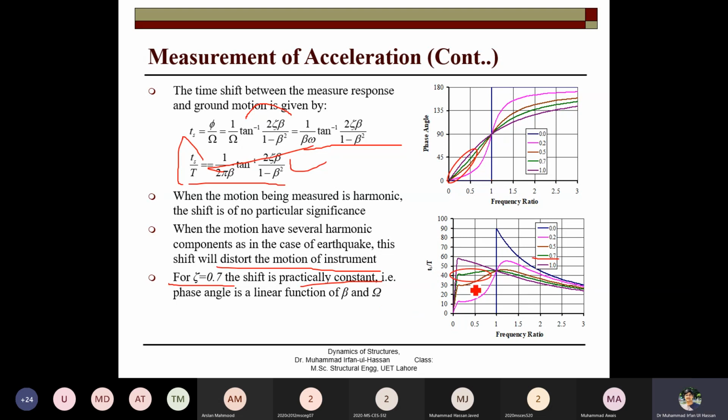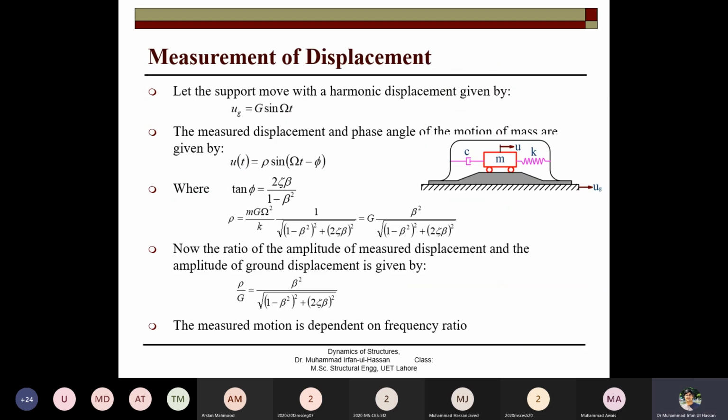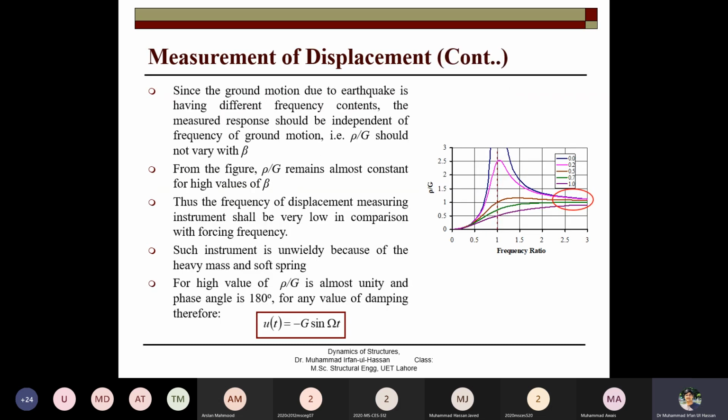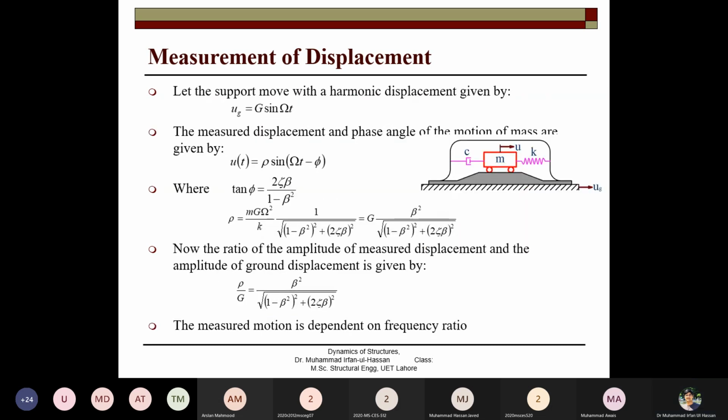So therefore, again, for zeta equal to 0.7 and a frequency ratio of less than about 0.6, you can measure the vibrations well. On this system, the ground vibration or seismic measuring instruments are made. Similarly, if you want to measure the ground displacement, again the transmissibility is used and we can measure the ground displacement. The same principle.